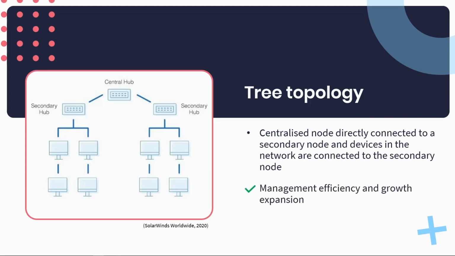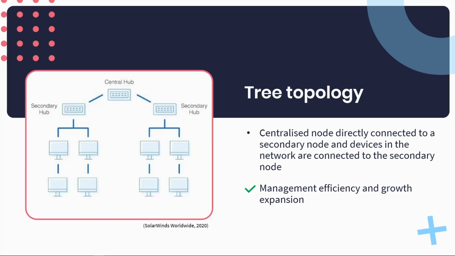The best benefit of implementing a tree topology is management efficiency. Due to the structure of this topology, it is easy to troubleshoot issues on the network. Growth expansion of the network is very easy to implement. If another device is needed on the network, it is very easy to tag the device to a branch of the network.